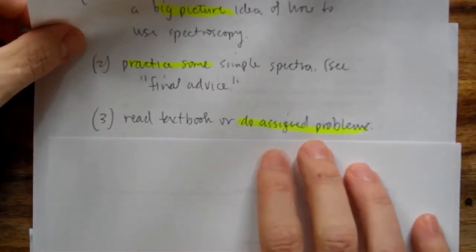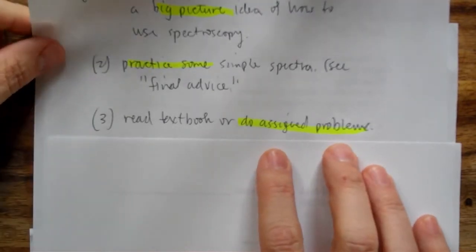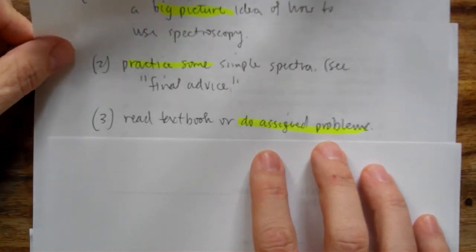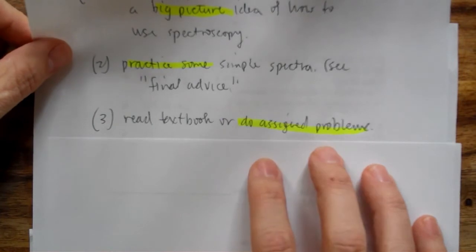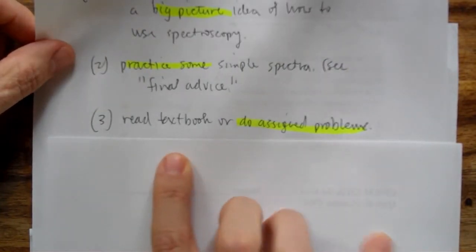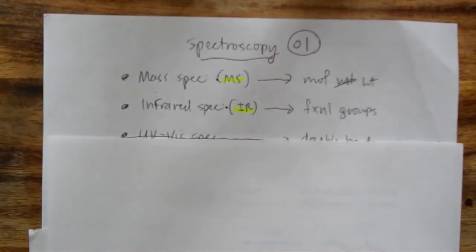Because the assigned problems are primarily about nuance. There are some simple ones in there, but mostly they're about the difficult stuff. And if you can appreciate the big picture, the difficult stuff fits a lot nicer in your head. And then the last thing you should do really is read the textbook. Okay, so that's my primary advice.